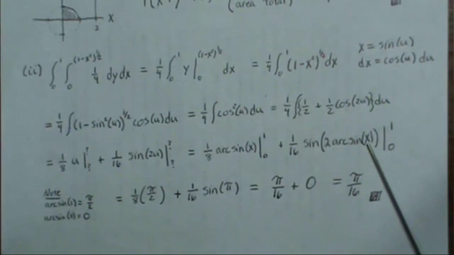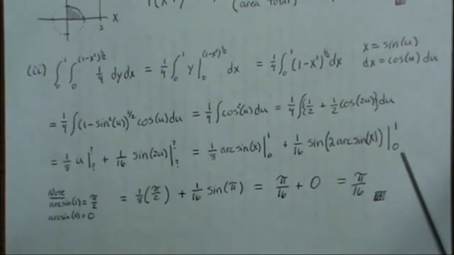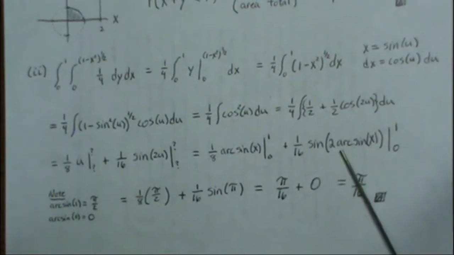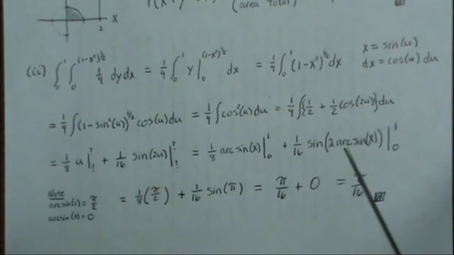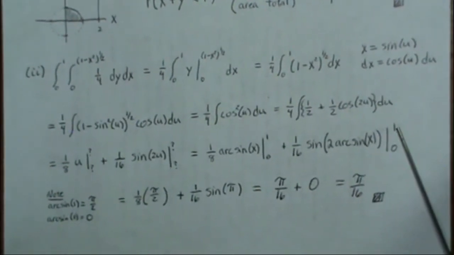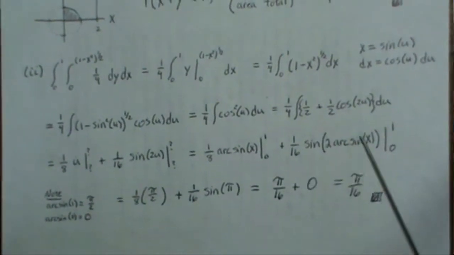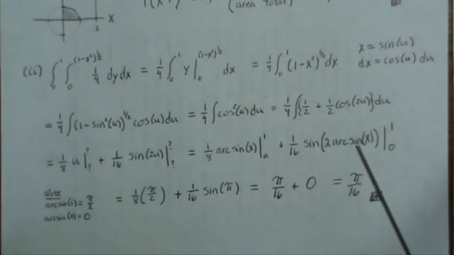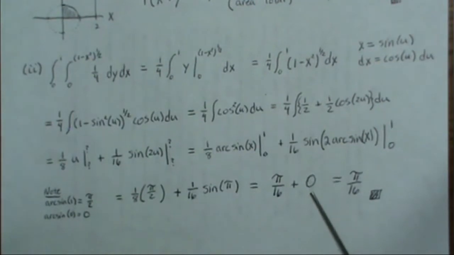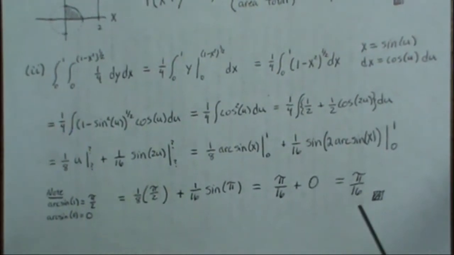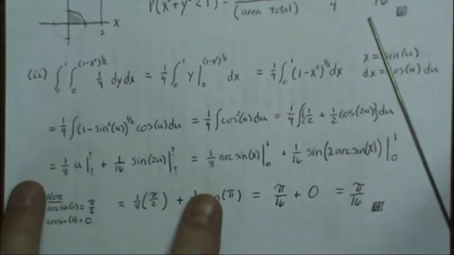So here, 0, 0, and then the sine of 0 is 0, and when it's a 1, it's pi over 2, which you end up with just pi, but the sine of pi is also 0, so that goes to 0, and the answer is pi over 16, which is the same as what we got up there.